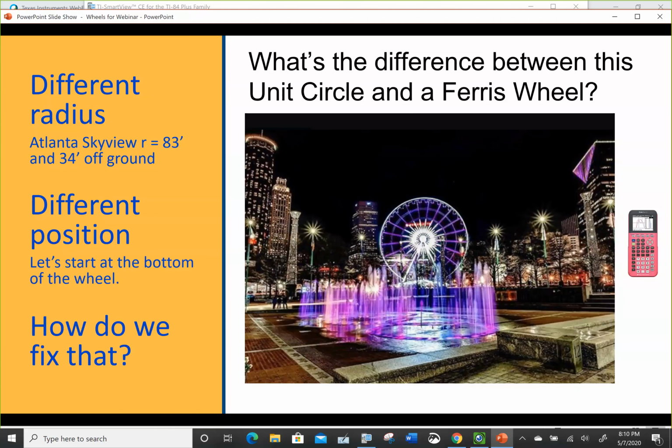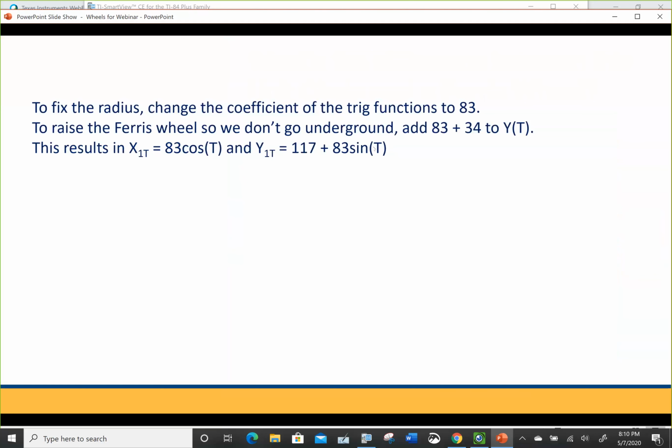Okay. To fix the radius, we're going to change the coefficient of the trig functions to 83. To raise the Ferris wheel so we don't go underground, we're going to add 83, which is the radius, plus 34, and that's the loading platform, to y of t. Okay? I only have to add it to the y because I'm dealing in parametrics. Now, this results in the equations x sub 1 of t is 83 cosine t, and y sub 1 of t is 117 plus 83 sine t. So let's change our calculator to fix that.